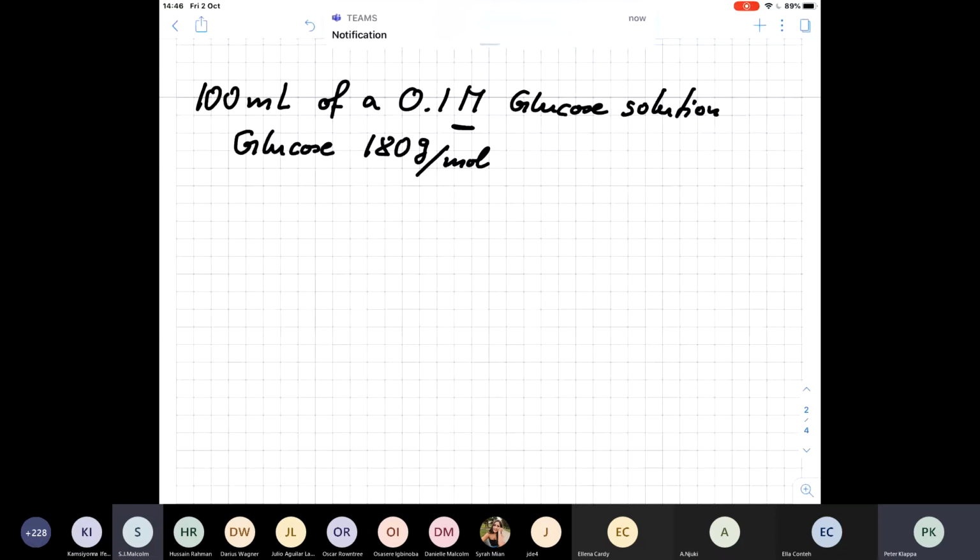Okay. Shall we quickly do that? 100 milliliter of a 0.1 molar glucose solution. Glucose is 180 gram per mole. And I want to know how many grams do I need?